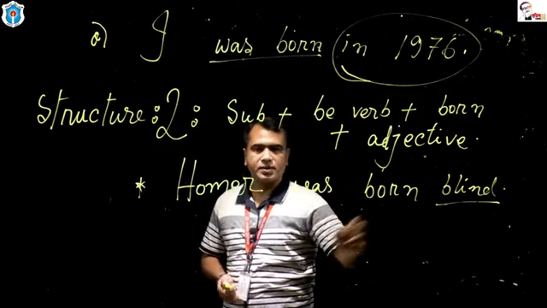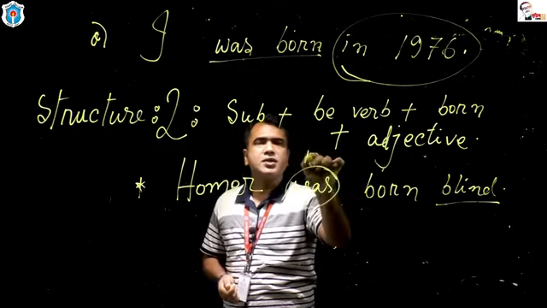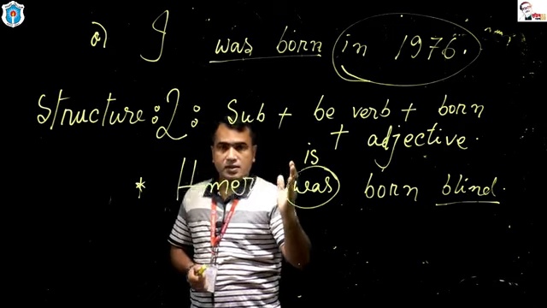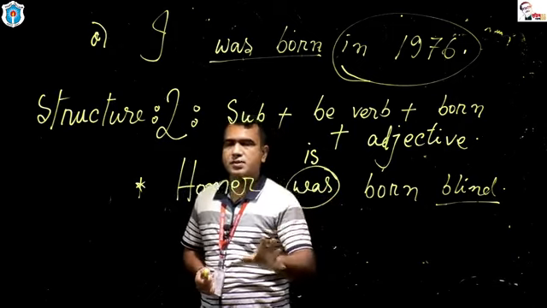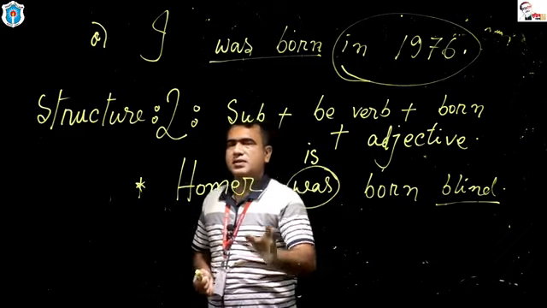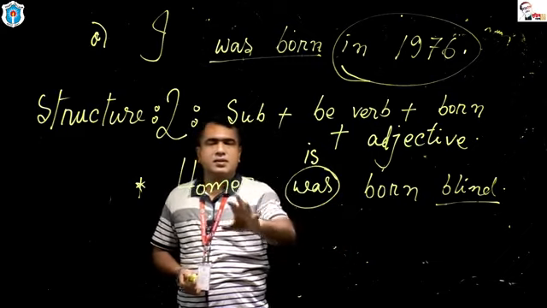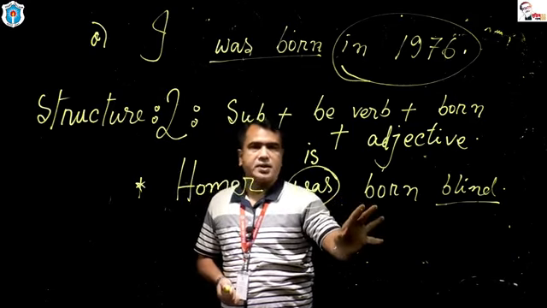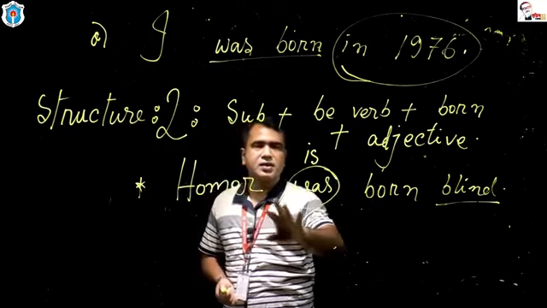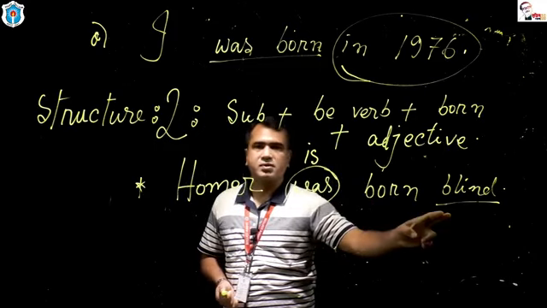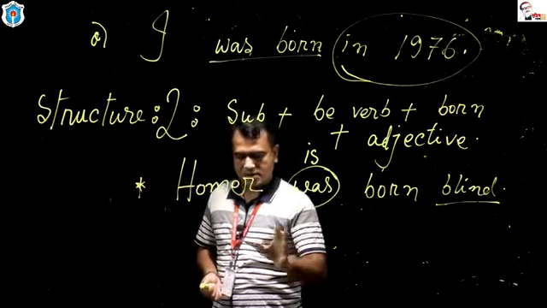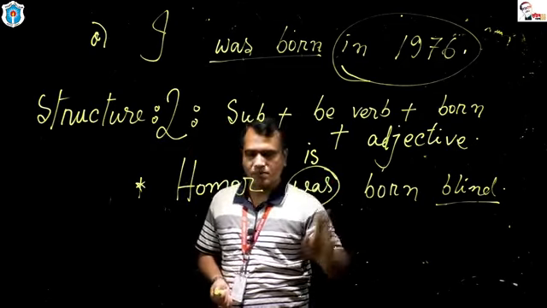Homer was born blind. We can also use here is because it is an acknowledged truth or universal truth. Homer is born blind, but he died many years ago, so we can use Homer was born blind. We can use it as it is a universal truth or general truth. Homer is born blind.